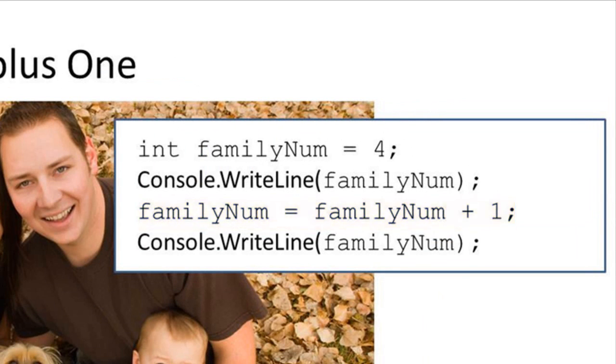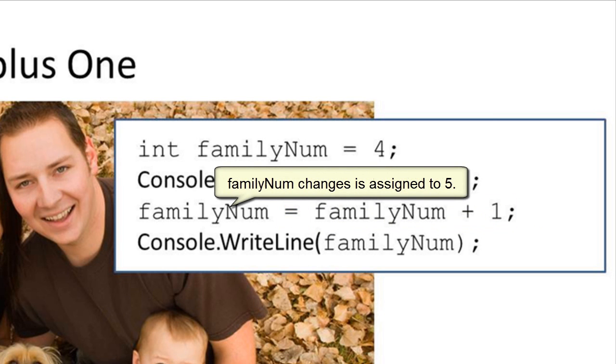The first step is what is listed to the right of the equal sign, which is to take the value and add 1 to it. Once that calculation is done and the result is stored in memory, then it looks to the left of the equal sign to see what it needs to do with the result of the calculation. That single equal sign assignment tells it to take this value that is now in memory and put it into the fam num variable, where it overrides the current value of 4 with a new value of 5.